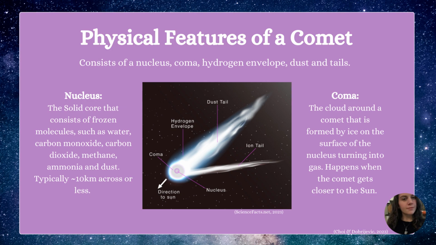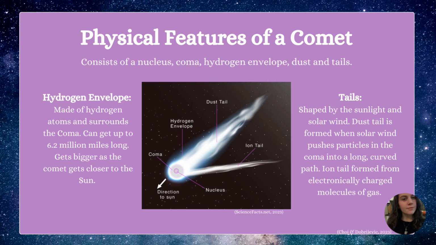And then the coma is the cloud around the comet that is formed by ice on the surface of the nucleus, which turns into gas. And that happens when the comet gets closer to the sun. The other two features that make up a comet include the hydrogen envelope and the tails. So the hydrogen envelope is made of hydrogen atoms and it surrounds the coma, and they can get up to around 6.2 million miles long, and they get bigger as the comet gets closer to the sun. As for tails, they are shaped by sunlight and solar wind, and I'm not going to go into too much detail because this will be discussed in the next few slides.